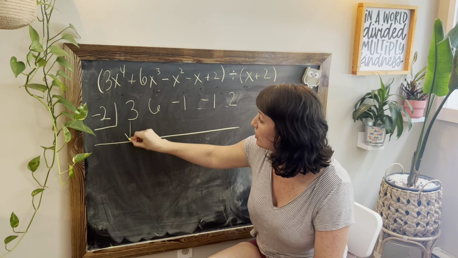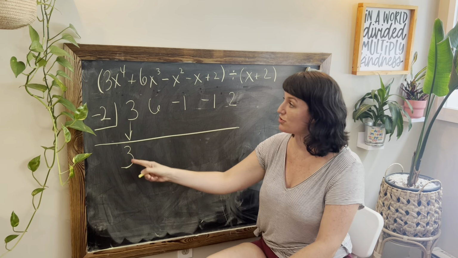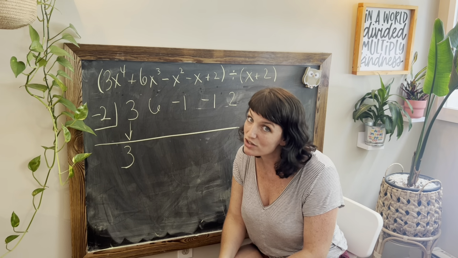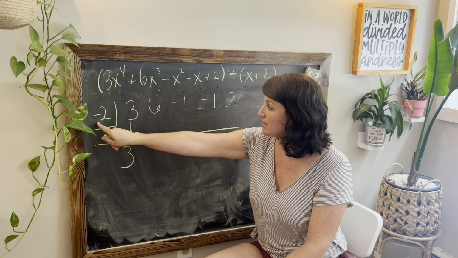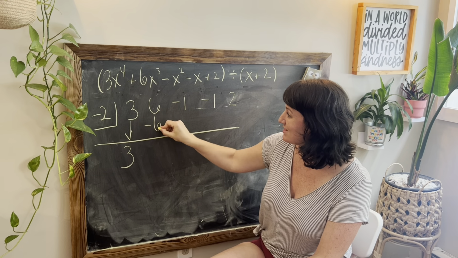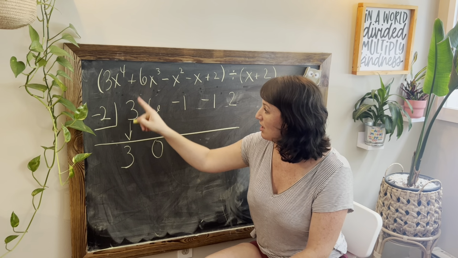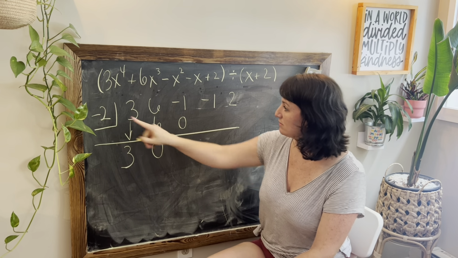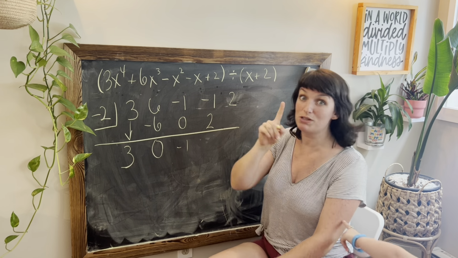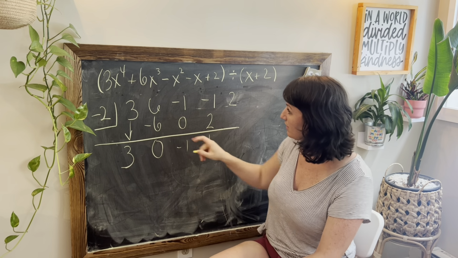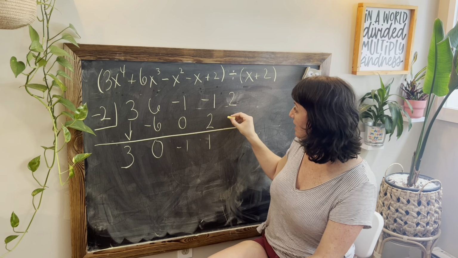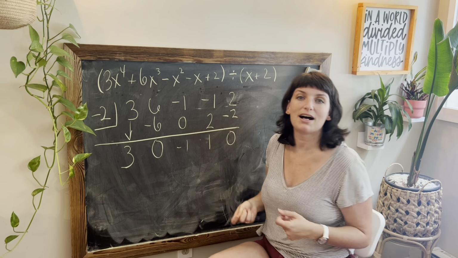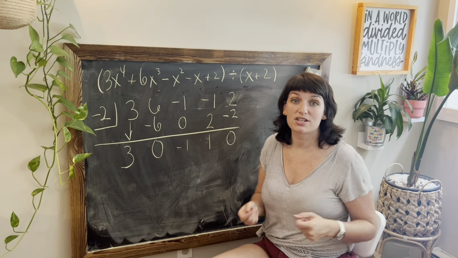Drop your first term down. Multiply and combine. Be sure to watch your signs. So we multiply. -2 times 3 is -6. And combine. All right, multiply and combine. We're going to multiply again. -1. Multiply again. +2. Be sure to watch your signs. 1. Multiply again. -2.